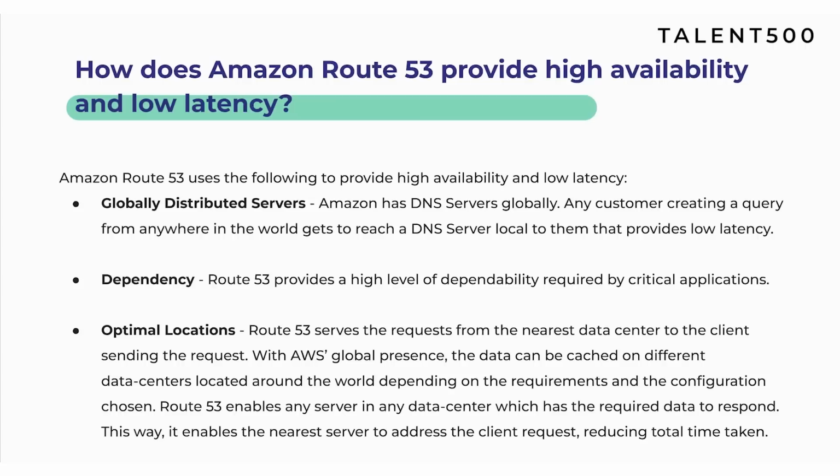The second is dependability. Route 53 is a highly reliable, highly dependable service, which is very beneficial for critical applications as it avoids a single point of failure. Then comes optimal locations. AWS has its Route 53 servers around the globe at strategic locations, and they cache the data based on the configuration and the requirement for that particular region. And due to the global presence, Route 53 can serve the request to any client from the nearest data center.